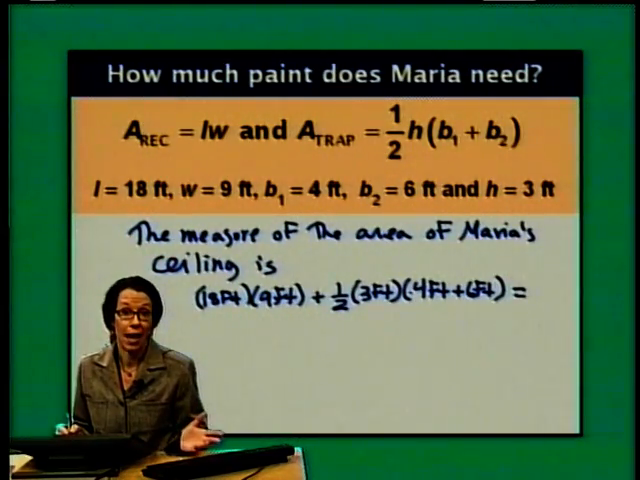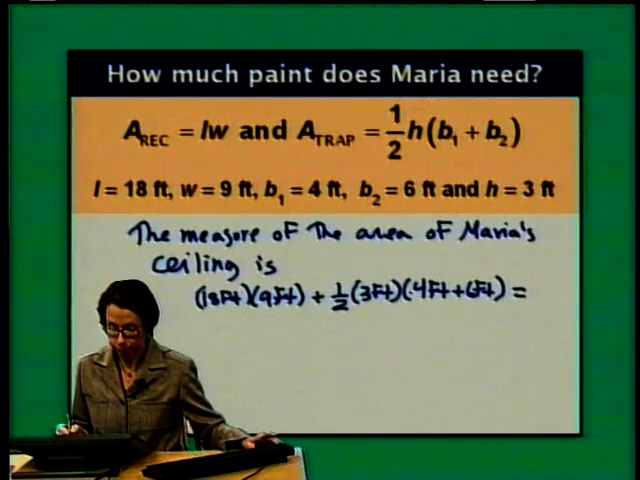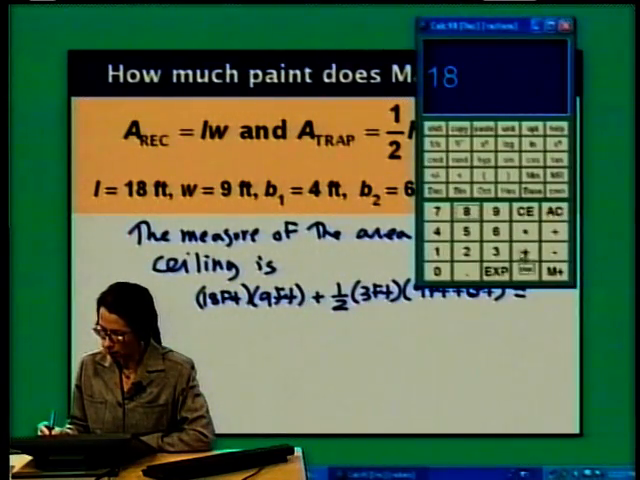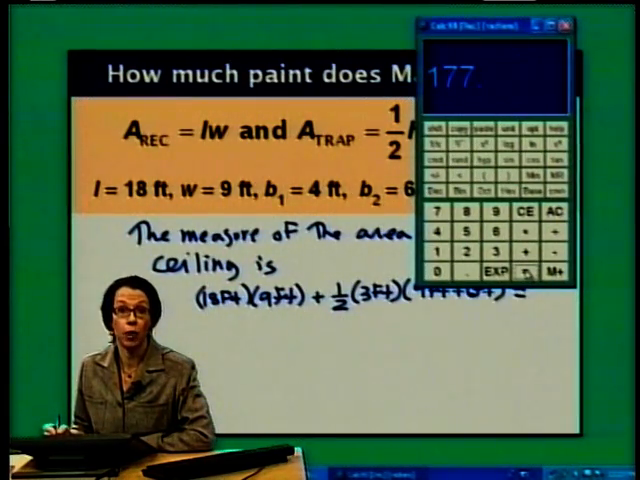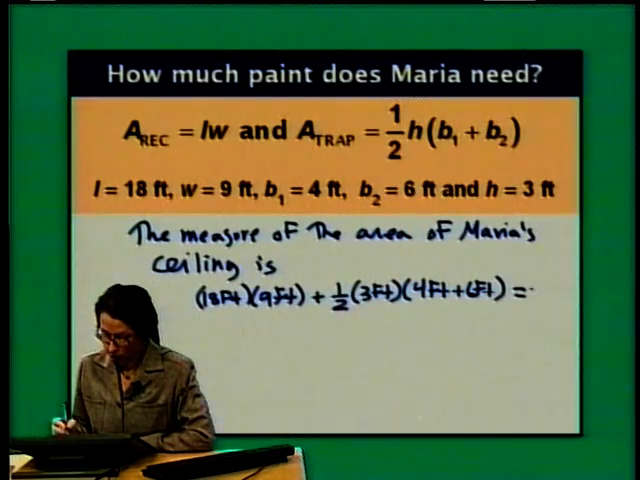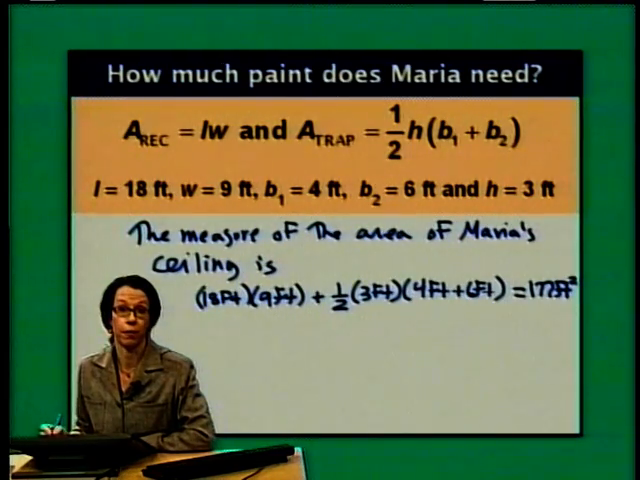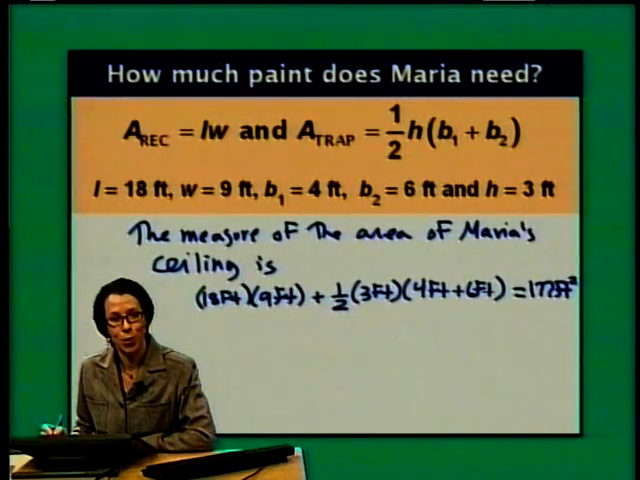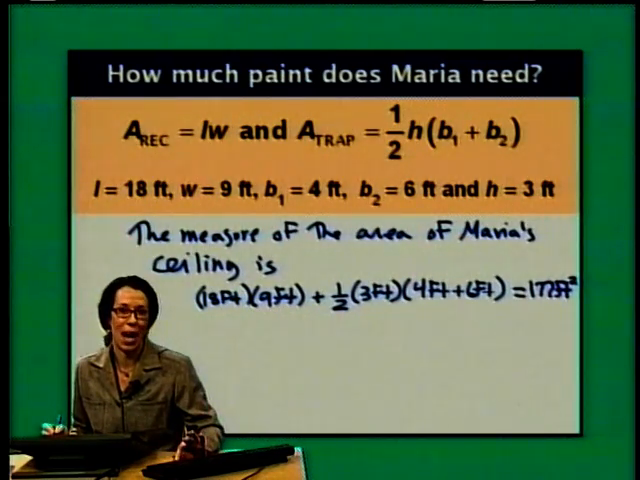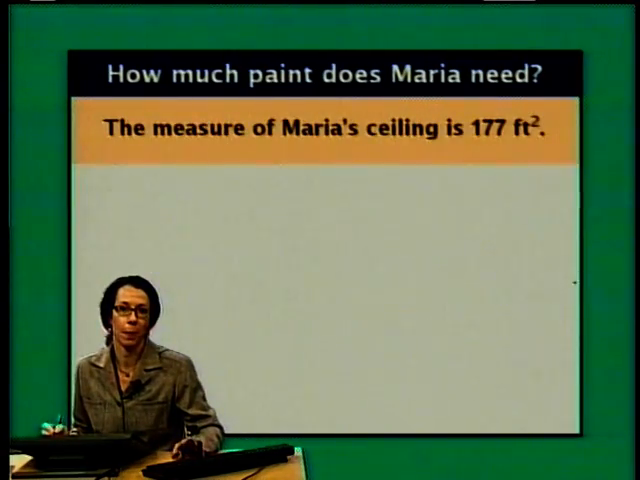So now let me pull out a calculator to perform this computation. So I have 18 times 9 plus 1/2 times 3 times 10. I just added that 4 plus 6, and I get 177. So the measure of the area of Maria's ceiling is 177 square feet. Still have some more things to think about before we can calculate how much paint Maria needs.